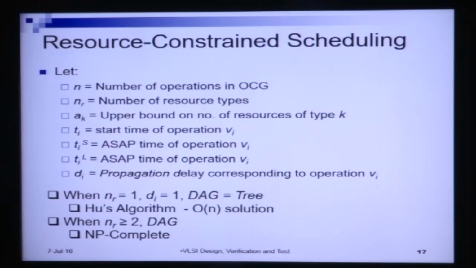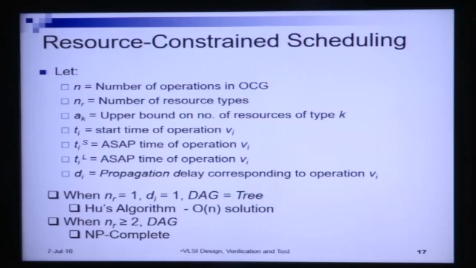For example, we actually have polynomial time optimal solutions in a very few stringent cases. Only when the number of types of resources is just 1, we have all addition operations within the whole basic block, within the full DAG, all operations have the same propagation delay, unit propagation delay, and the DAG is basically a tree and is not a DAG as such. When does a DAG become a tree? When, even after removing the direction constraint of the DAG, there is no cycle in the DAG, then the DAG becomes a tree.